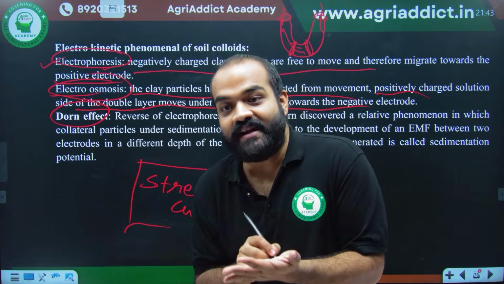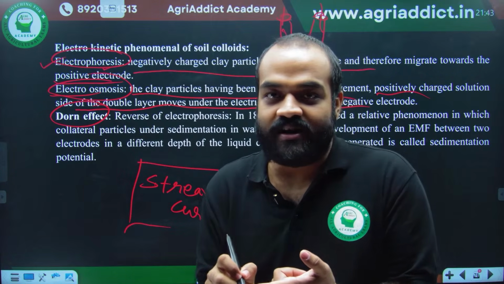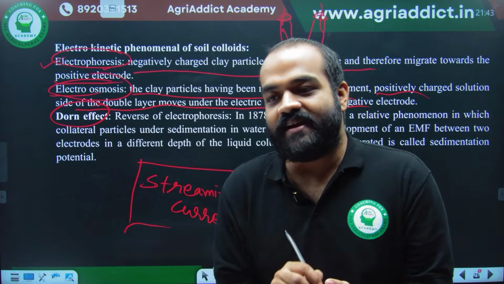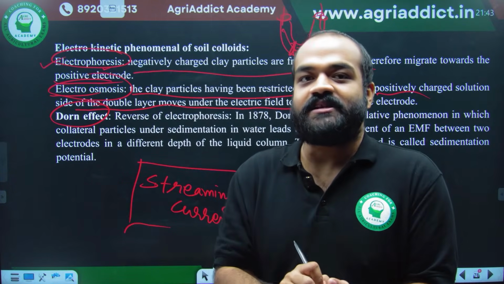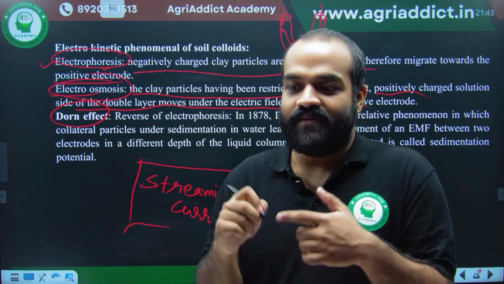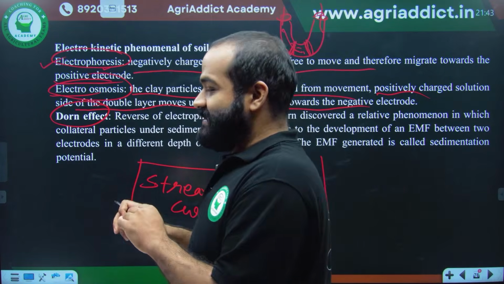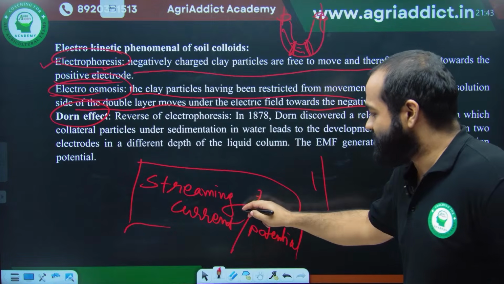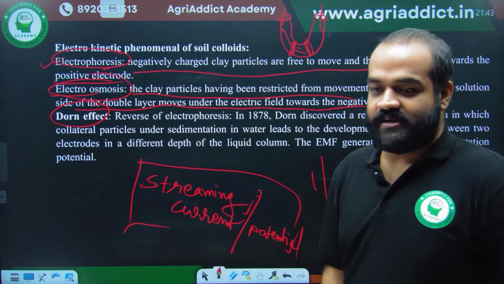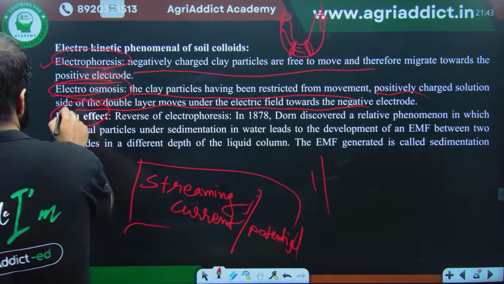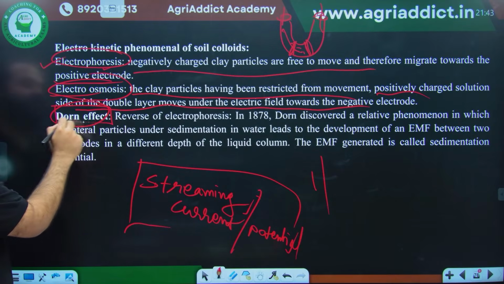Because from electric field application, electric current should flow, but instead water flow is happening in electric field application. So similarly, in pressure application, probably there will be flow of electric current, and that current which forms is called streaming current, and the potential difference is called streaming potential, right? And lastly, it is the Dorn effect. These four are the electrokinetic phenomena.